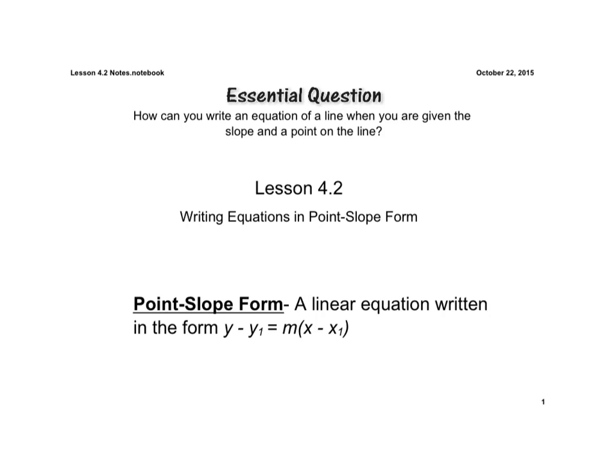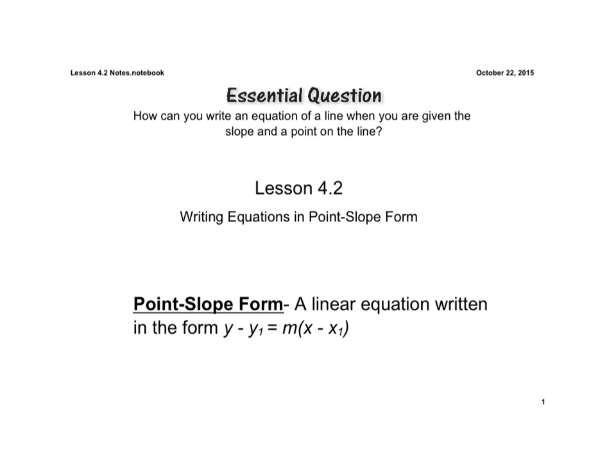Tonight we'll be discussing Lesson 4.2. The essential question is, how can you write an equation of a line when you are given the slope and a point on the line? Now remember, in 4.1 we were able to write the equation of a line in slope-intercept form when we found the slope, but then we were given the y-intercept. Now we're just going to be given a point on the line.